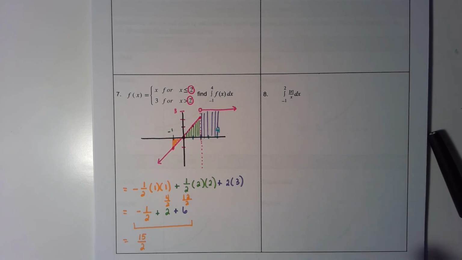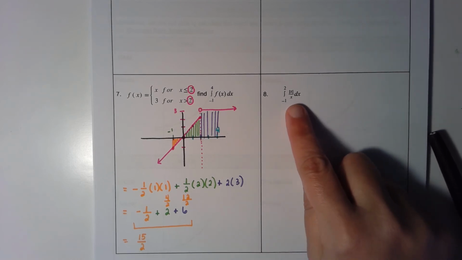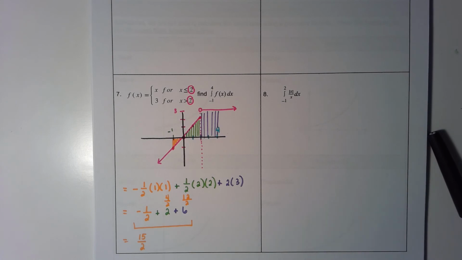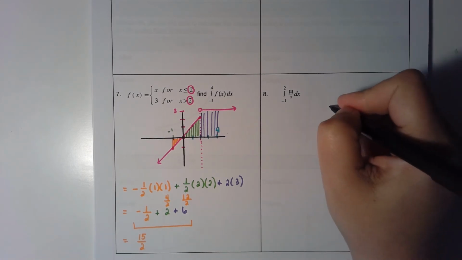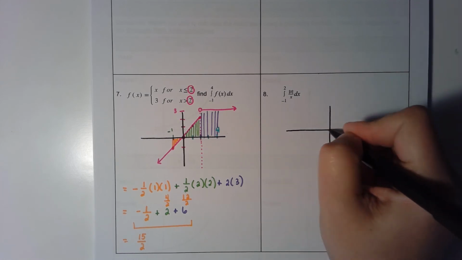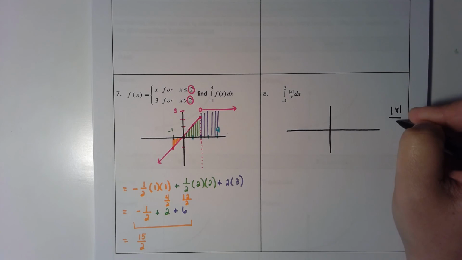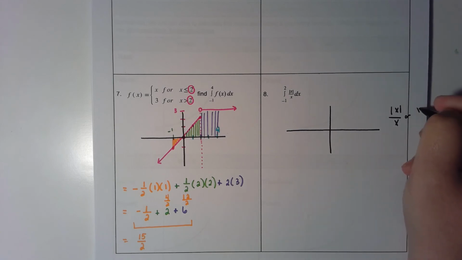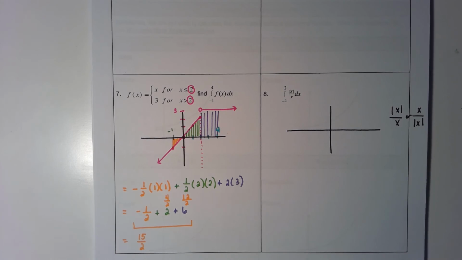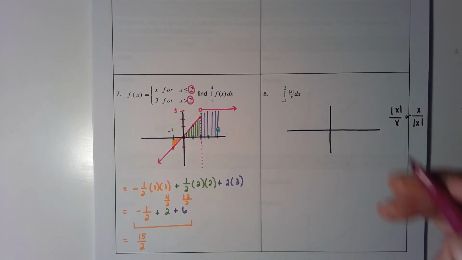Last but not least, we're going to talk about this function, the absolute value of x over x. Now that is a special function that you need to kind of just know what it looks like. The absolute value of x over x, or it could be reversed, you could do x over absolute value of x. It doesn't really matter. You're going to get the same graph either way. Is going to be a function that looks like this.